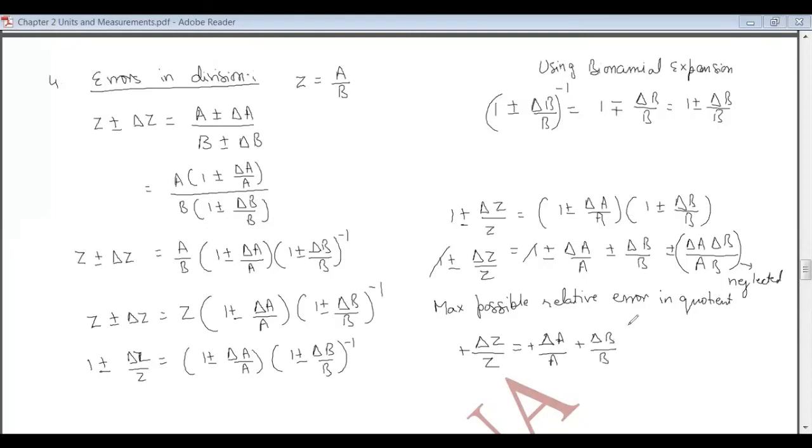So the maximum possible relative error in the quotient, when it is divided, is also equal to the sum of the relative errors in individual measurement. So here we see that in multiplication and division, we find the maximum possible relative error, which is the sum of the relative errors in individual measurement. Whereas in addition and subtraction, we find the maximum possible absolute error, which is equal to the sum of the absolute errors in individual measurement.